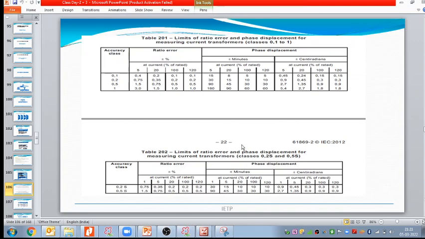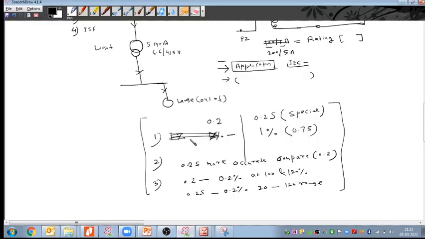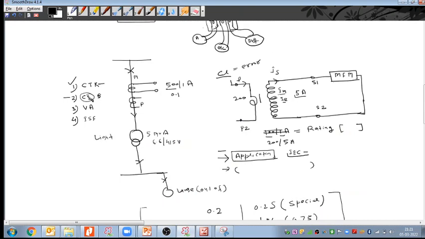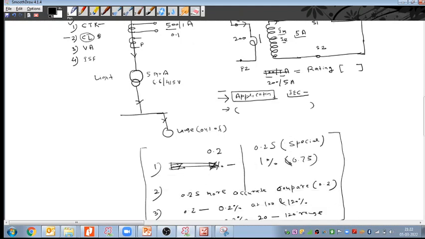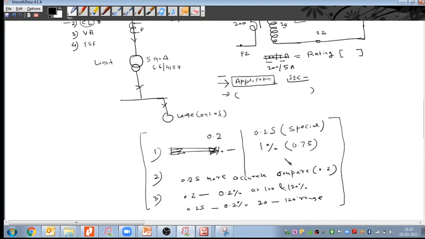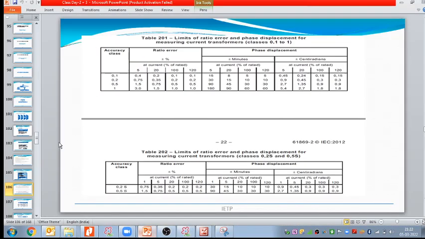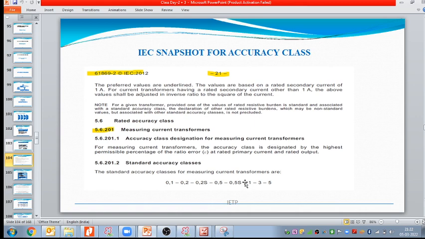So we understood two points here. First of all, we are discussing the four parameters in the accuracy of the CT, specifically in the CT metering core: accuracy class. The selection as per the IEC, this is the available range of the accuracy class. The selection is based on the voltage and based on the applications, and that we discussed, and I hope this is clear to everyone.